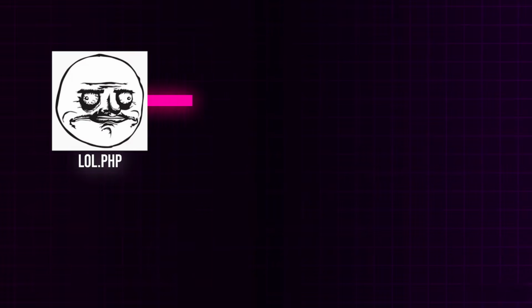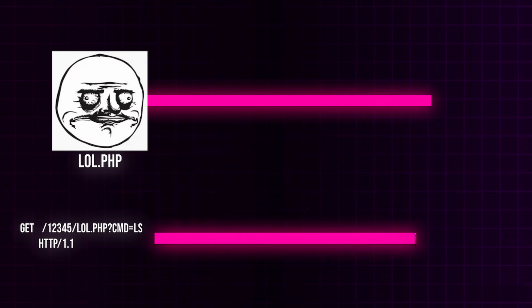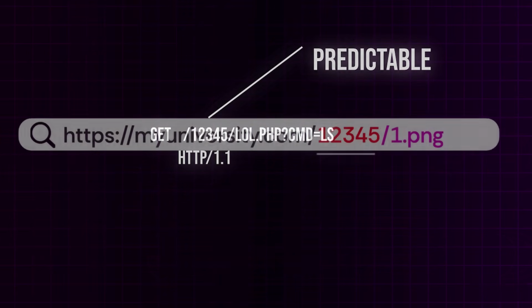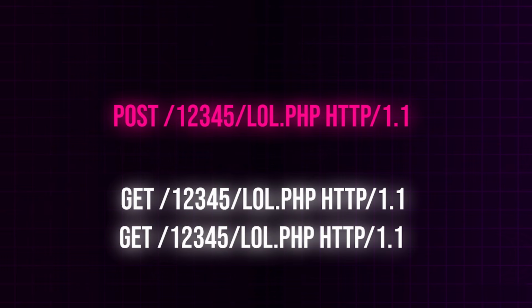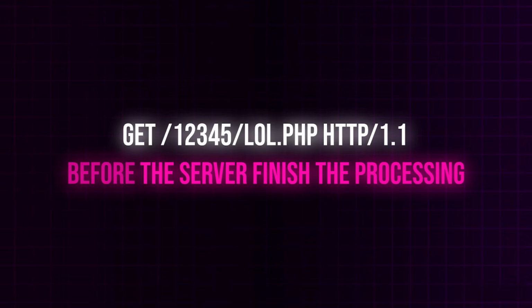Then I sent the upload request to the server. At the same time, I sent parallel requests attempting to access the expected upload path. Since the upload directories were predictable, something I had already confirmed earlier, I could reasonably guess the folder name and file path. So while one request was uploading the file, the other requests were repeatedly trying to access the uploaded file URL. Because of the race condition, sometimes the file became accessible before the server finished processing or restricting it.